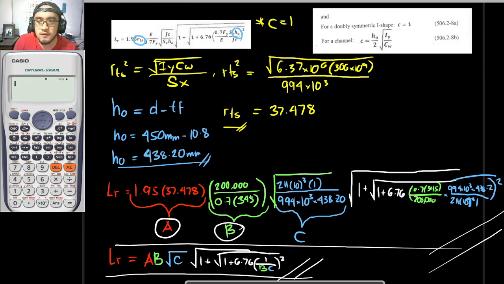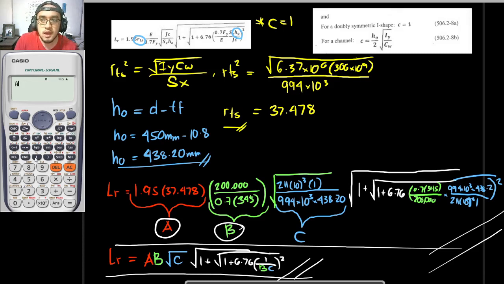And as for the second value, that is 200,123 divided by 0.7 times 345. So this is to be 828. Shift store B. Okay, we have it in B. And as for the value of C, that is 211 times 1,000 divided by 994 times 1,000 times 438.2. Shift store C. Okay, since I already have my values of A, B, and C, I would now be inputting them like this.